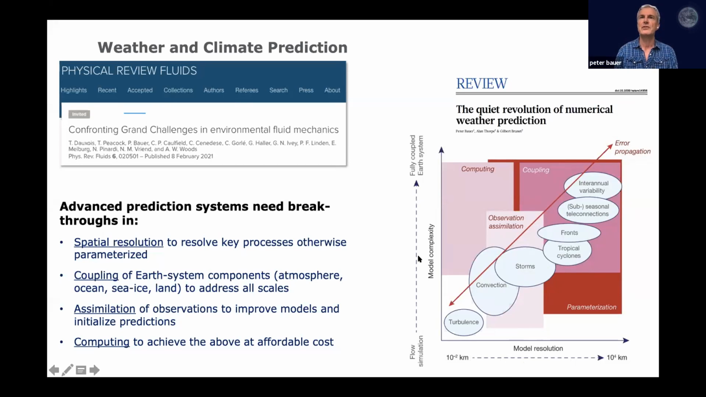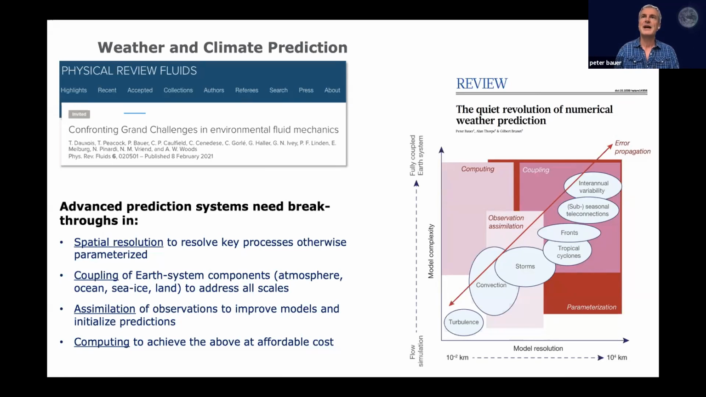And on the y-axis, you have model complexity, which refers to how many components of an Earth system you actually have to account for if you want to represent, for example, turbulence at the bottom left, or interannual variability that is a La Nina phenomenon, for example, on the top right corner. As you go across scales, of course, all these factors come in. You have multiple scales, you have multiple phase fluids. The whole problem is a fluid dynamics problem in the first place, but everything matters.